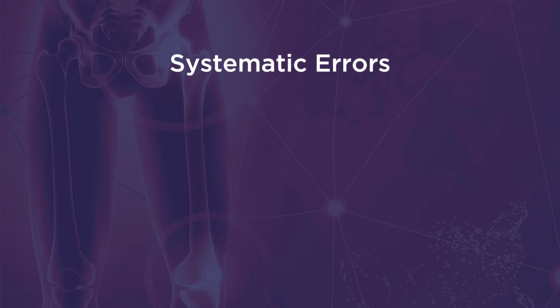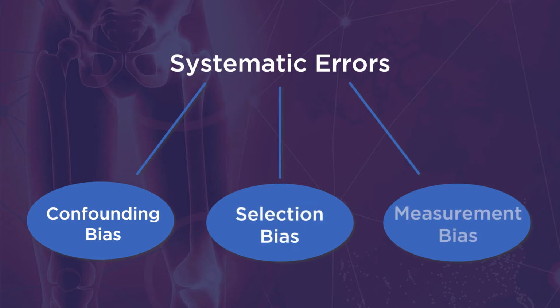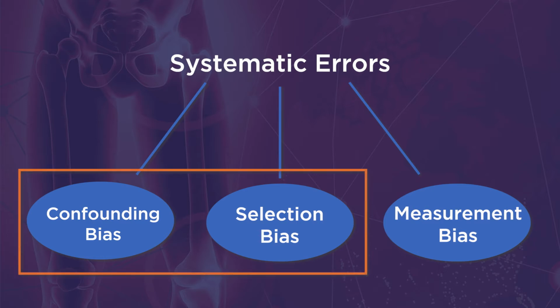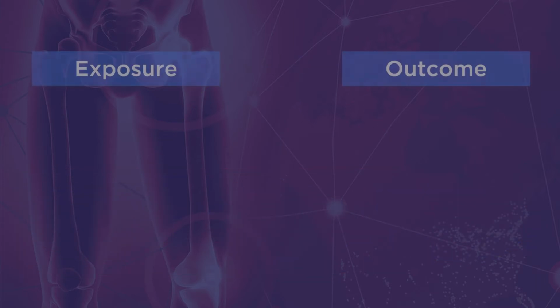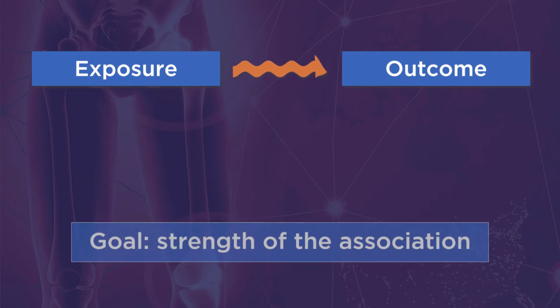Sources of systematic error or bias broadly fall into three categories: confounding, selection bias, and measurement bias. In this video, we will focus on confounding and selection bias. When confounding or selection bias is present, the observed association between exposure and outcome is distorted from the true relationship. Often, the primary goal of a study is to quantify the strength of the relationship between the exposure and the outcome, controlling for other factors.